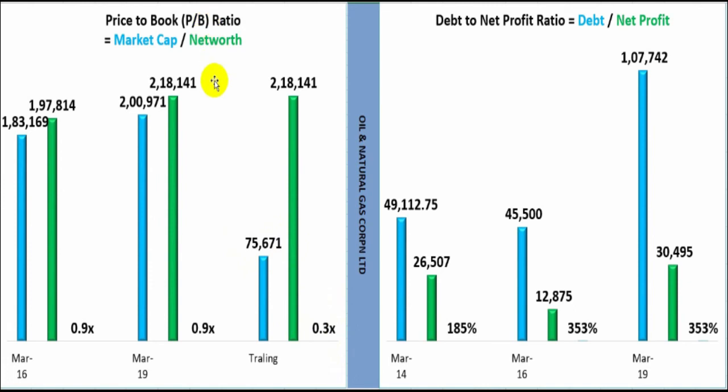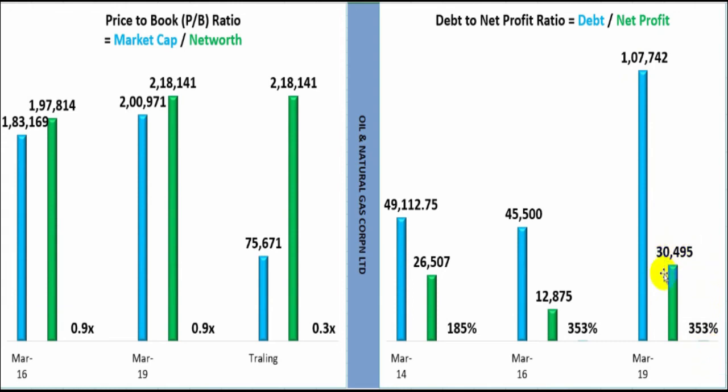We also looked previously at market cap and sales, and market cap and earnings. We'll also look at market cap to cash. On the right hand side, we'll look at the debt position to the net profit ratio. Here what we are trying to understand is how much is the debt when compared to the profits it is earning every year. In March 19, the company had earned a profit of 30,000 crores, whereas the debt was 1,07,000 crores. So that is 3.5 times higher debt than the profit. So this is a comfortable position.